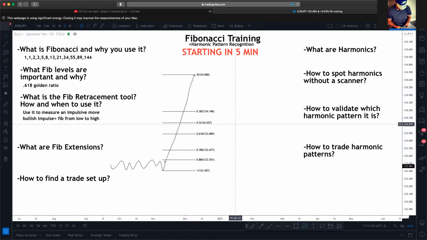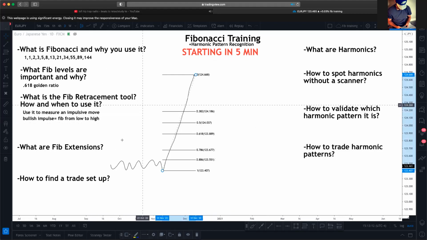Now, here's where some people are a little bit different. Some people play the wick, some people play the body. It really is up to the trader. But me, I play wick to wick. So I'm going to show some examples in the chart, and I'll show y'all exactly how I draw it. But for now, I'm just going to keep drawing right here while we get these questions answered.